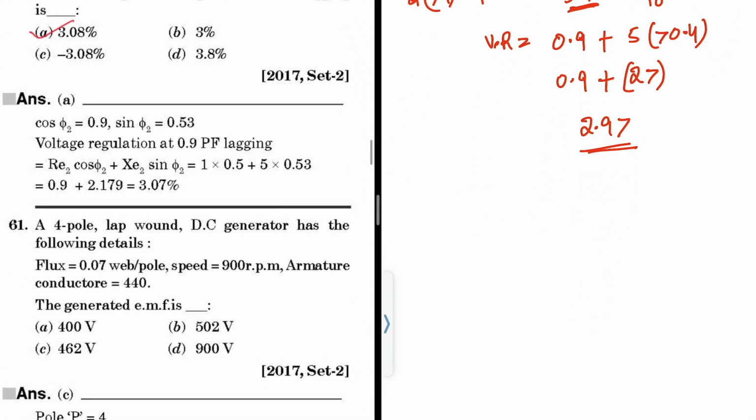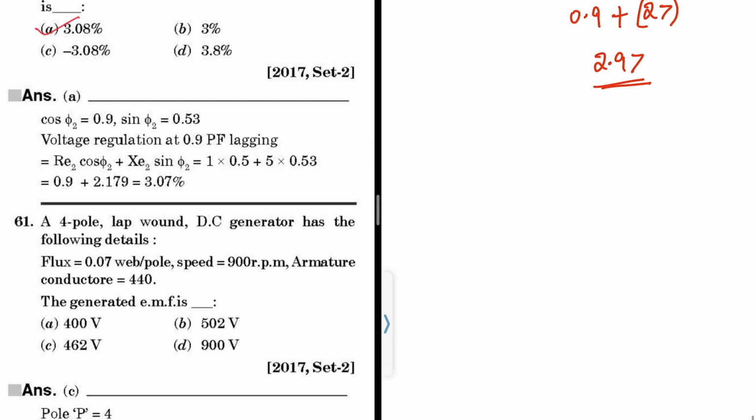Okay. So coming to question 61. A 4-pole lap wound DC generator has the following details.